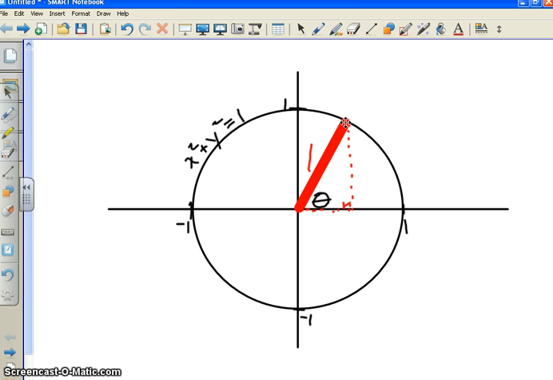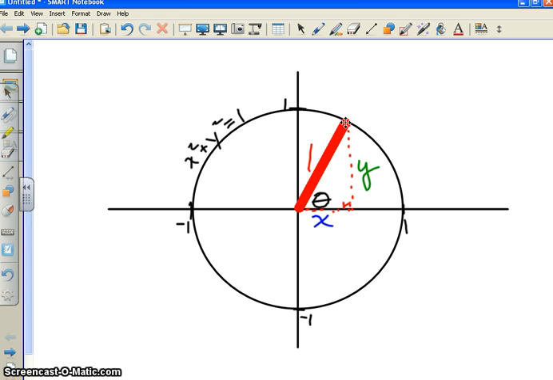So along this triangle, along the x-axis, I've moved some distance x, and then to get up to the point where my terminal side hits the circle, I have gone up some distance y. So my triangle is essentially x, y, and 1 is the hypotenuse.